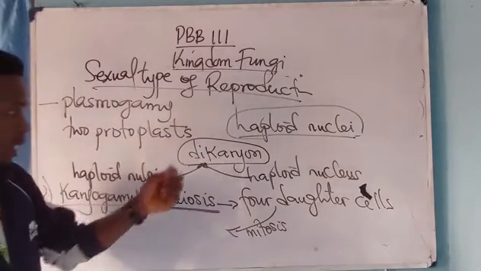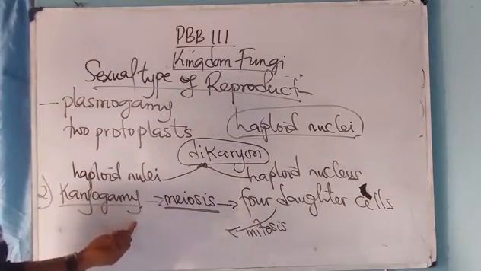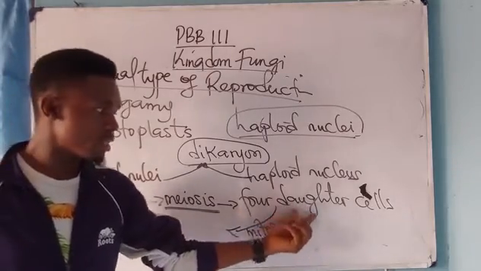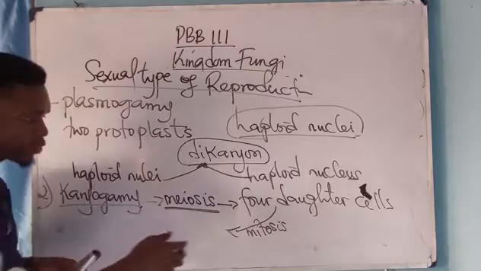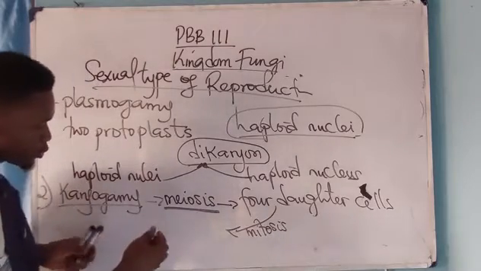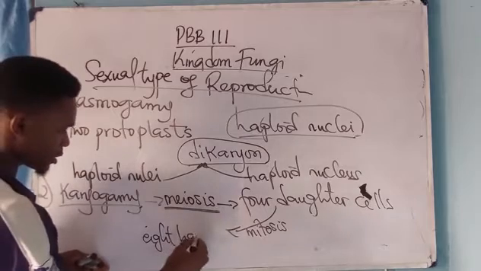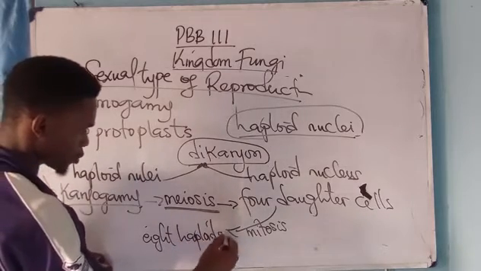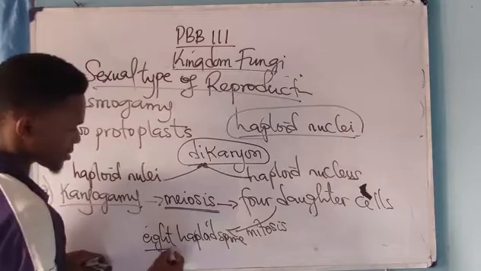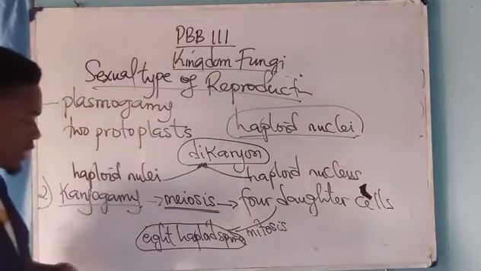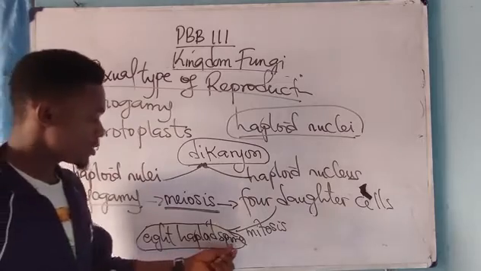This dikaryon will undergo meiosis through karyogamy to produce 4 daughter cells. These 4 daughter cells produced would undergo mitosis to produce 8 haploid spores. 8, look at it, 8, imagine that. They'll produce 8 haploid spores.